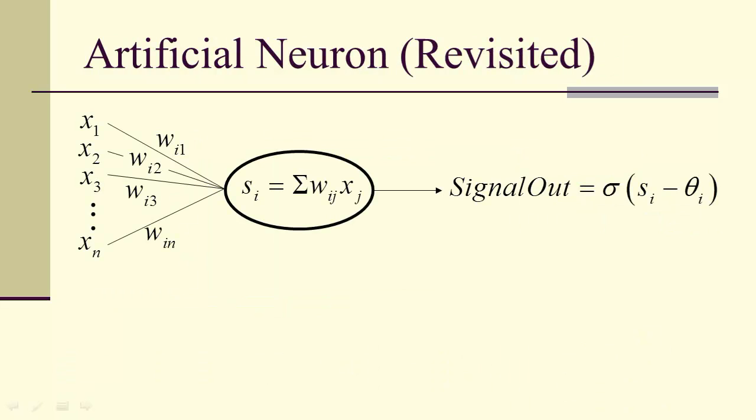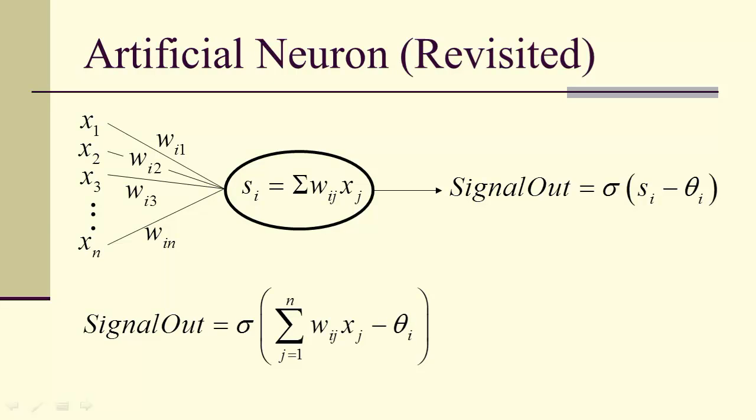So let's look back at our artificial neuron. We have a collection of signals coming in, and those are summed with weights given by the synaptic weights to give some internal state, and then we get a firing function producing a signal out. So the signal out is sigma, the firing function, acting on the sum w sub ij x sub j minus the threshold, which is theta sub i.